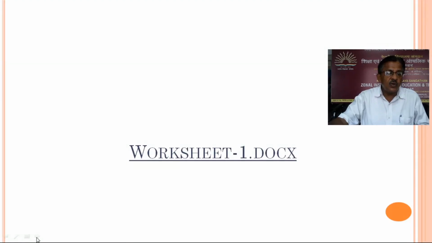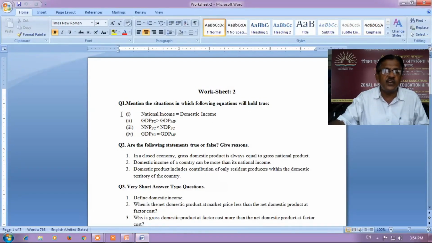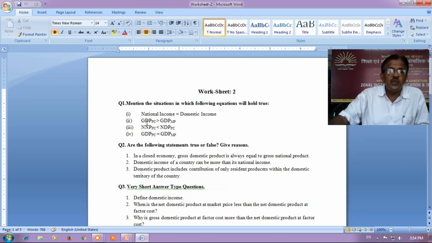Then go to the worksheet number 2. So you have to go through the questions first. Just go through at a glance. Mention the situation in which the following equations will hold true. National income is equal to domestic income. In which situation is it true? GDP at factor cost, gross domestic product at factor cost, is greater than gross domestic product at market price. NNP at factor cost is less than NDP at factor cost. GDP at factor cost is equal to GDP at market price.